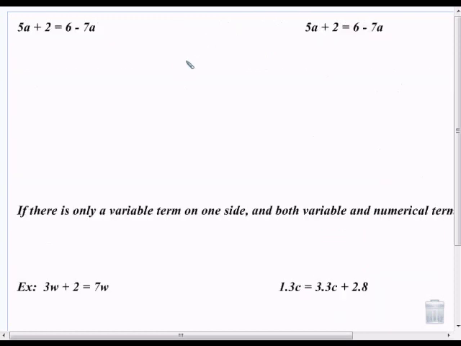I'm going to do both methods. Here I'll subtract. I can either subtract the 5a from both sides, or I can add the 7a to both sides. Which would you like to do? Add the 7a.